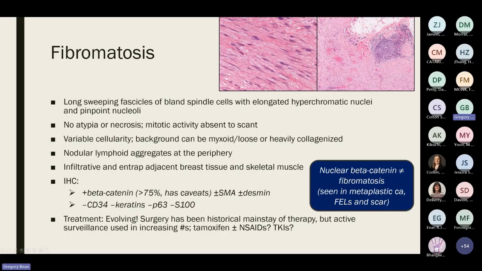Treatment also, like myofibroblastoma, is evolving. Historically, fibromatosis had been excised to negative margins, sometimes causing significant morbidity in patients. But now active surveillance is being used in increasing numbers, and other medical therapies have also been tried in selected patients, most commonly tamoxifen, rarely tyrosine kinase inhibitors.